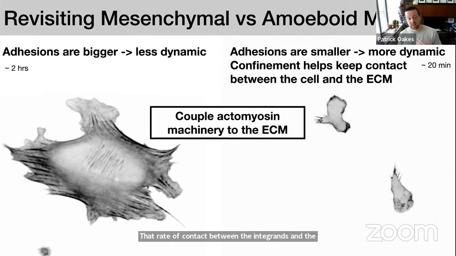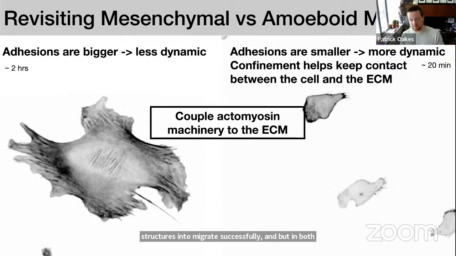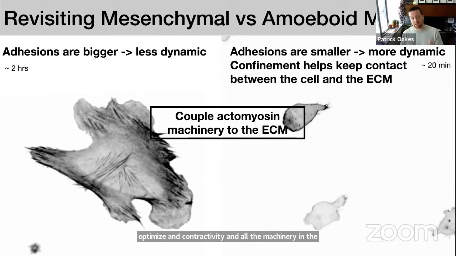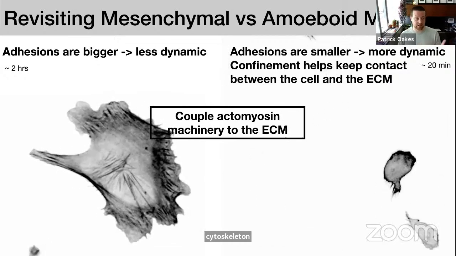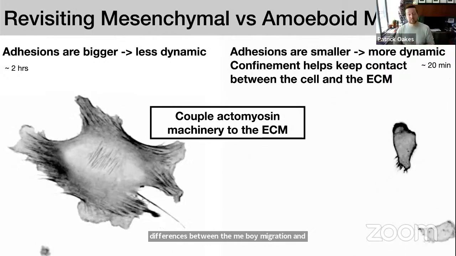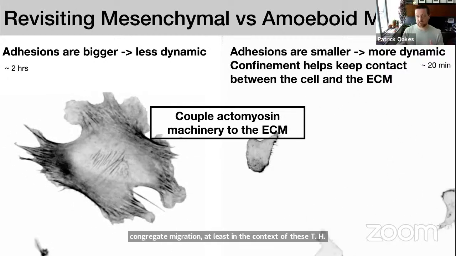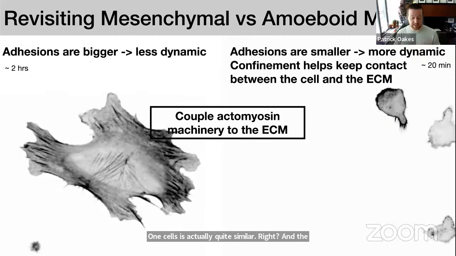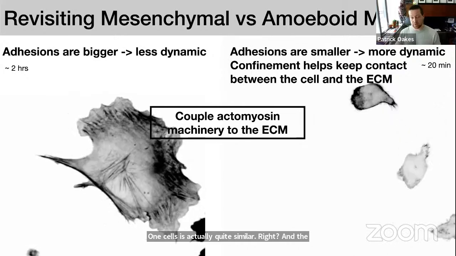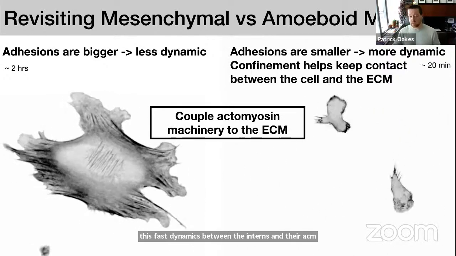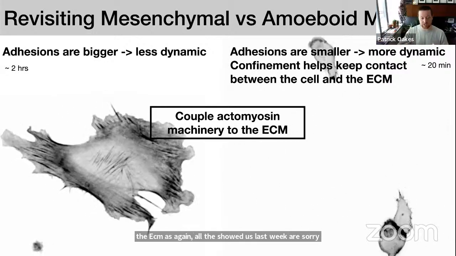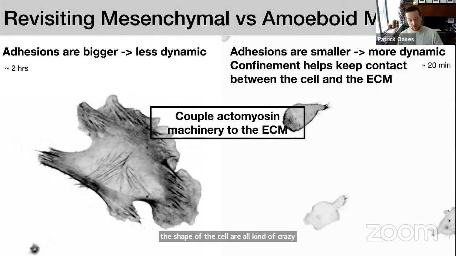But in both cases, these structures are coupling actomyosin contractility and all the machinery in the cytoskeleton to the ECM, right? And so we think that the differences between amoeboid migration and mesenchymal migration, at least in the context of these TH1 cells, are actually quite small. The changes that you're seeing are more a result of the fast dynamics between the integrins and their ECM affinities, and the shape of the cell, as Alba showed us last week, which is all kind of crazy, with protrusions in every direction, whereas the fibroblast is really flat and kind of coherently structured together.